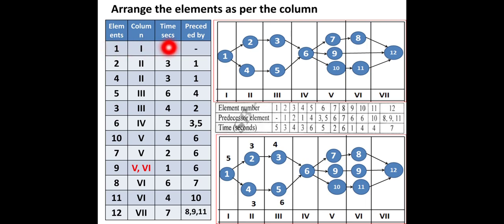So to do so, while drawing the precedence diagram itself, you need to indicate the element time there, as I have done here. Element number 1 has time 5 seconds, element number 2 has 3 seconds, and element number 3 has 4 seconds. If you do so, it will be easy for you to get this table. Or else you need to refer to the given table again and again. So to avoid that, you write the element time while drawing the precedence diagram itself.